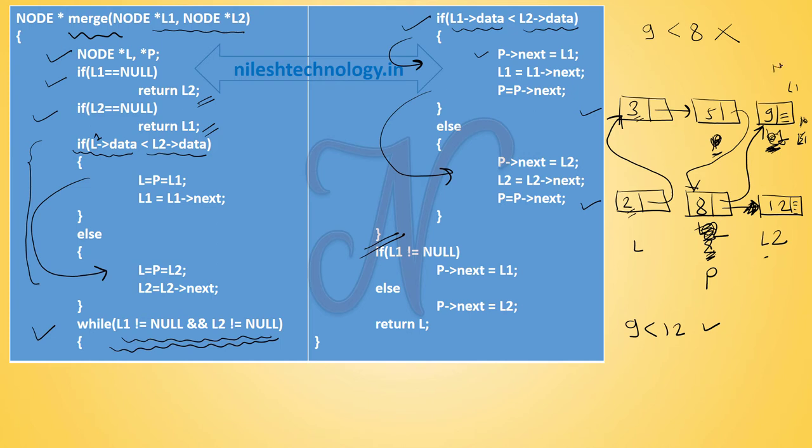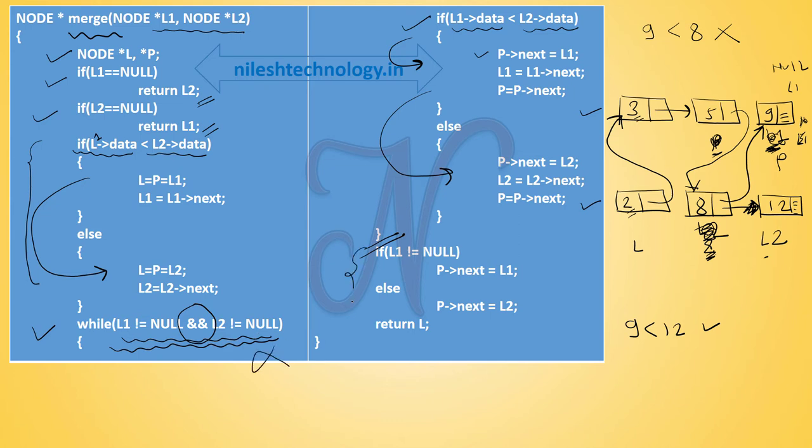L1 has the null value, and P equal to P of next. So see here, now this is your P. Now check the while loop: L1 is not equal to null and L2 is not equal to null. Here there is an AND, which means that both conditions must be true. Here we break this while loop.